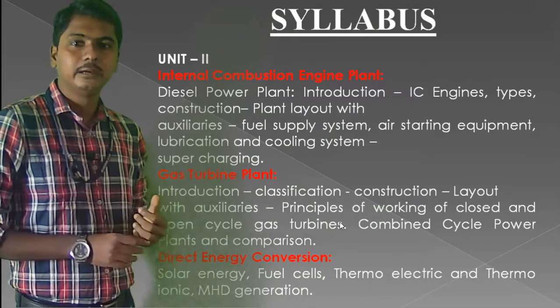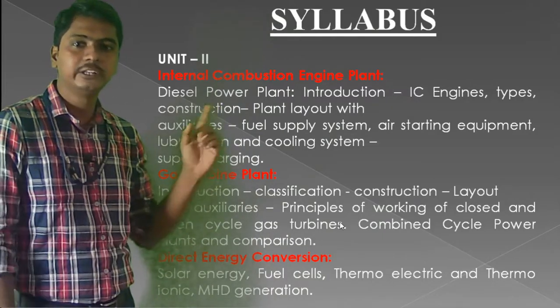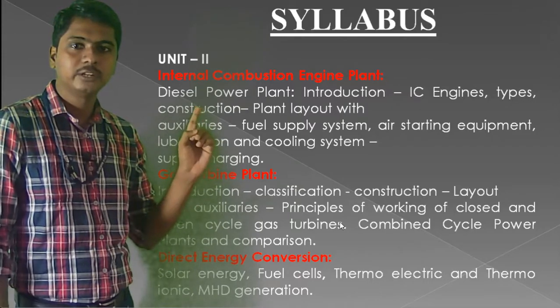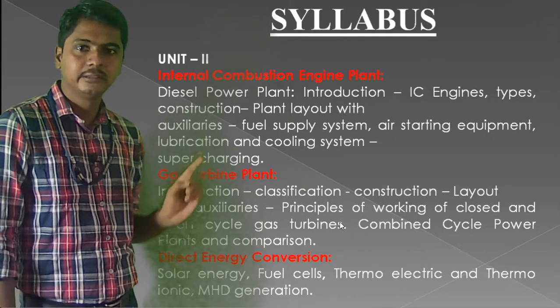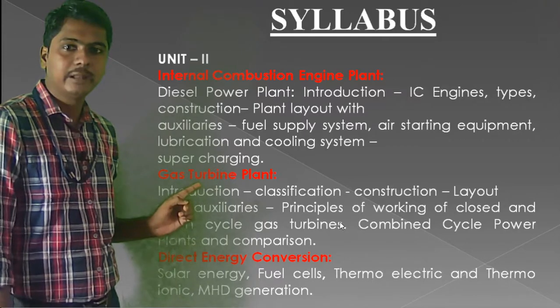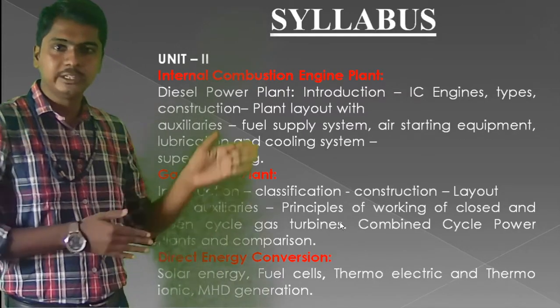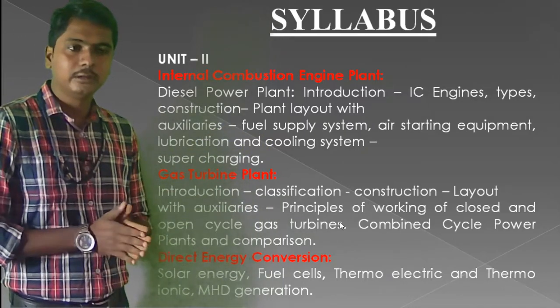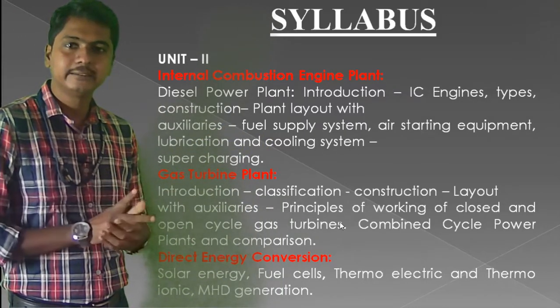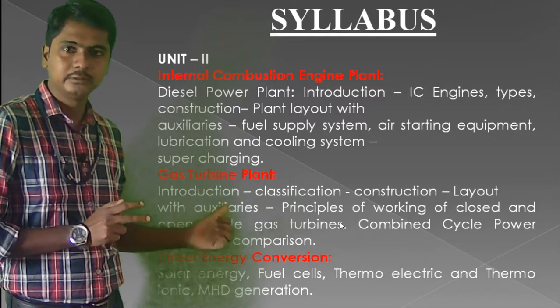As you can see, Unit 2 is divided into three parts. The first one is internal combustion engine parts. The second one you can see is gas turbine plant, and the third one is direct energy conversion plants. So it is divided into three parts. In your exam you will get two questions out of these three parts.